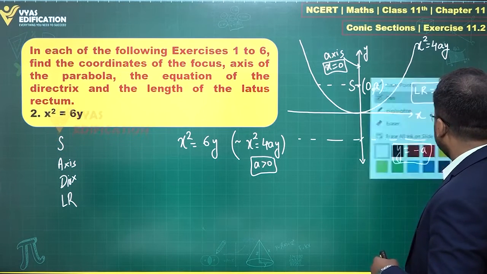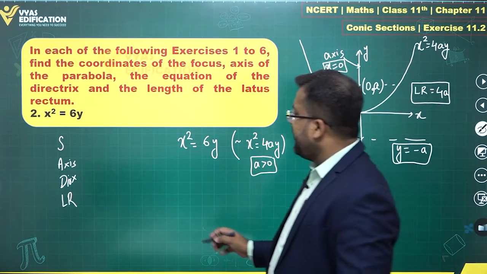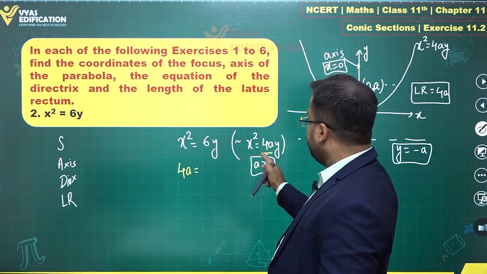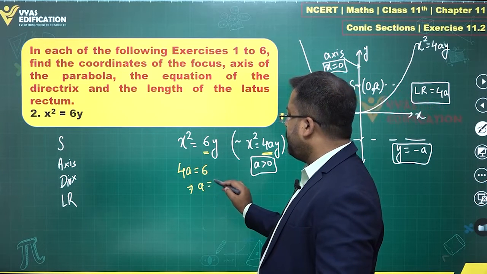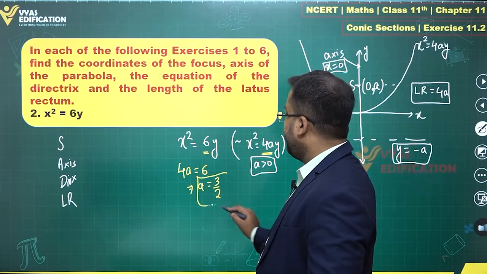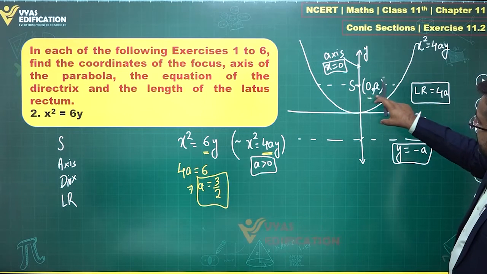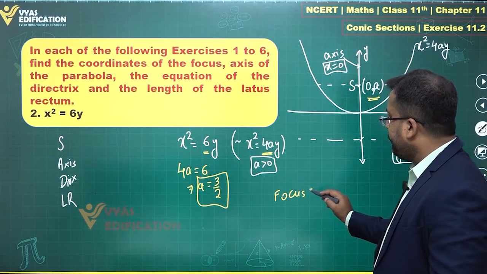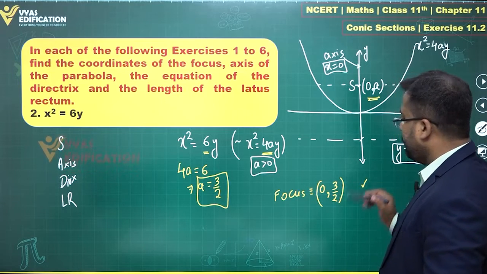So, in the given question, once we are aware of all of this, what we can do is simply identify the value of a first of all. By comparison, 4a is equal to 6. That tells me that a will be equal to 3 by 2. If a equals 3 by 2, then the focus will become (0, 3/2). So, I can write focus (0, 3/2). That's one thing.